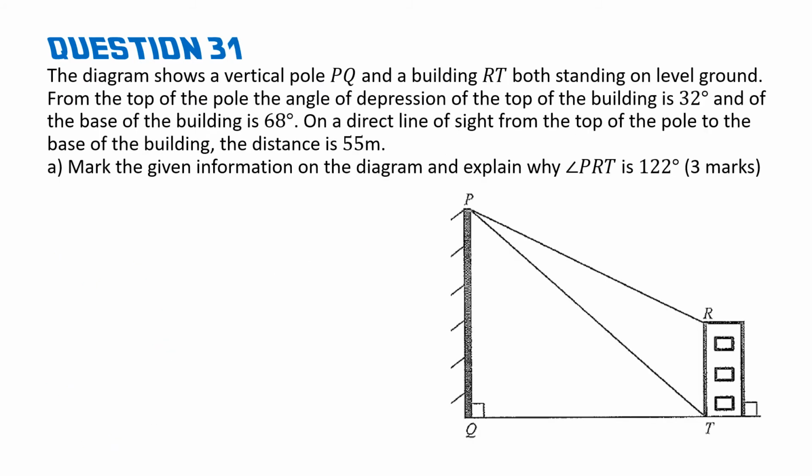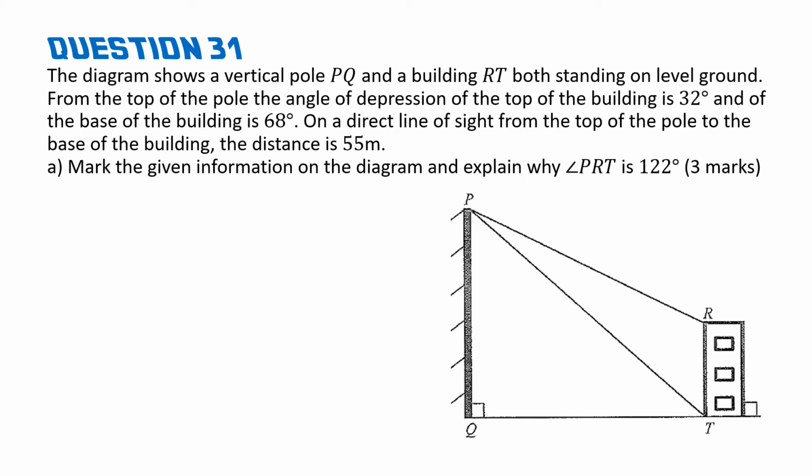Question 31. A diagram shows a vertical pole PQ and a building RT both standing on level ground. Because they're standing on level ground, we assume they're built properly and have a 90-degree angle. Both of those have nicely been put in on the diagram. The pole is 90 degrees to the ground and the building is at 90 degrees to the ground.